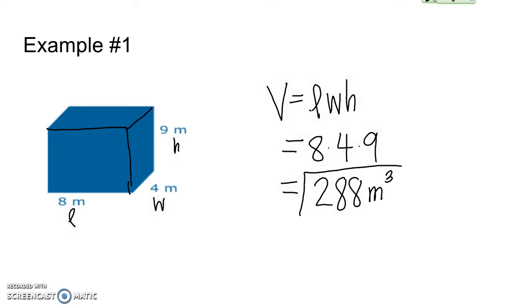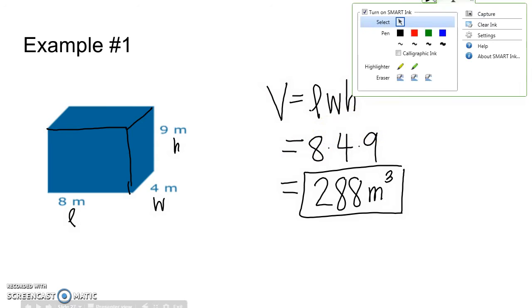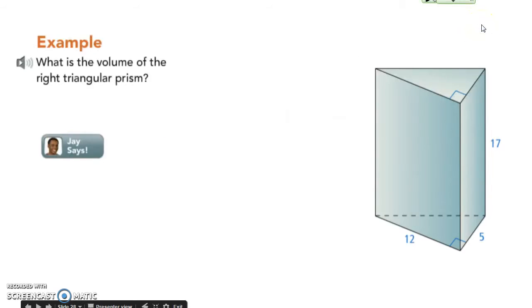And then remember, we always want to write the units on our answer. For this one, it's volume, so it's cubic units. So it would be meters cubed. 288 meters cubed. And again, I just multiplied those 3 numbers together. All right, next shape, let's practice one of the triangular prisms.